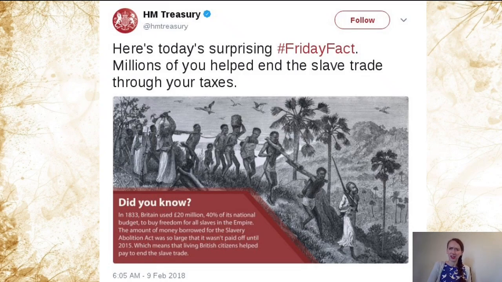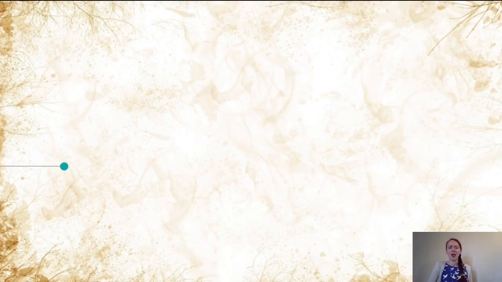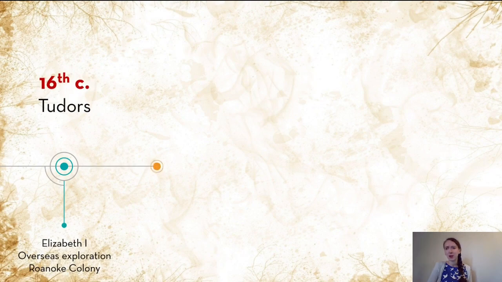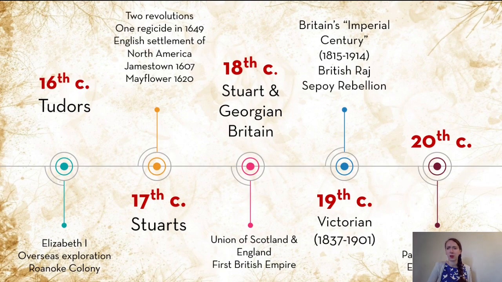Now, what this tweet tells us, this is an official tweet from Her Majesty's Treasury. What it tells us is that basically it's only in 2015 that the debt to those former slave owners was paid, which basically means that everyone paying taxes in the UK up until 2015 was partly participating in the paying back of the money that was borrowed in order to compensate former slave owners, which is described as a surprising Friday fact, which is mostly a horrifying Friday fact. So basically, imperial questions are still very much relevant, even though the British Empire, of course, no longer exists.